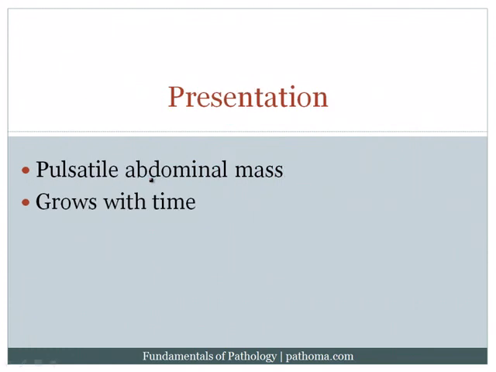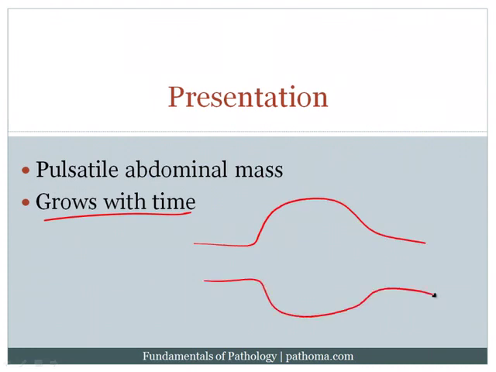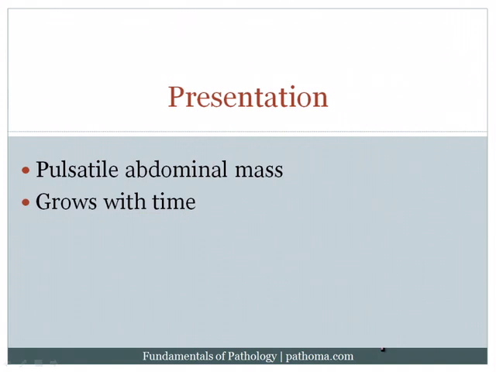How do these patients present? They present with a pulsatile abdominal mass that grows with time. As you get an aneurysm, one of the complications of aneurysms is that you've increased the wall stress as you get the aneurysm, and so these aneurysms can over time expand. And as they expand, then the feared complication becomes rupture. So the patients will present with a pulsatile abdominal mass that will grow with time.